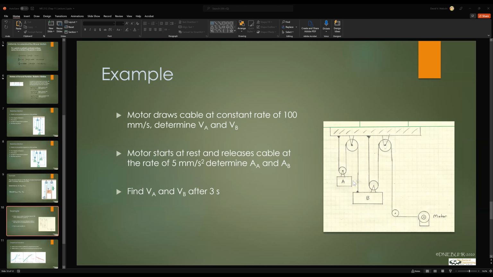So we notice right off the bat that we have two different cables here. We have A that connects to B. And you should be able to see that for A, it's going to be 2YA plus YB equal to a constant. And then for this, you're going to have 2YB plus the motor equal to a constant. We know the motor starts at rest. So we're going to try to find the accelerations, and then we're also going to find the velocities. Let's walk through this one.